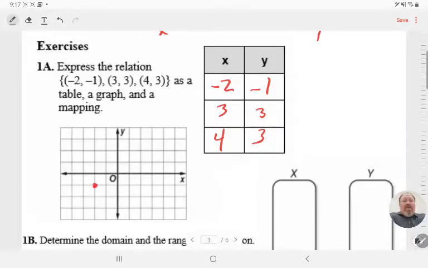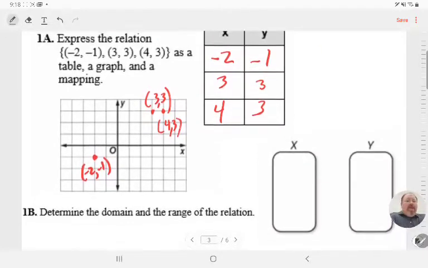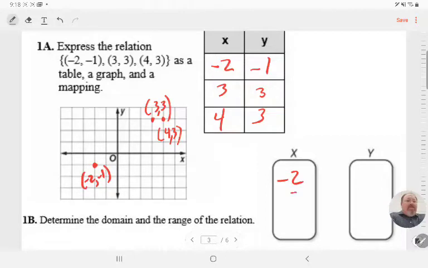-2, -1, 3, 3, and 4, 3. Okay? Then I have my mapping. -2, 3, 4, and -1, 3. And then I would have -2 goes to -1, 3 goes to 3, and 4 goes to 3.